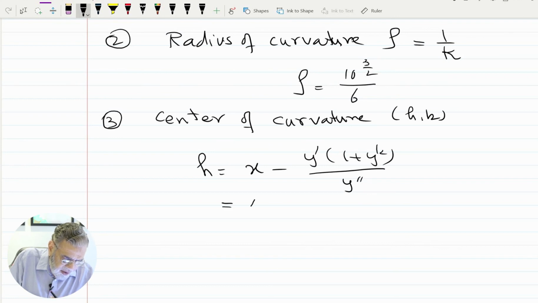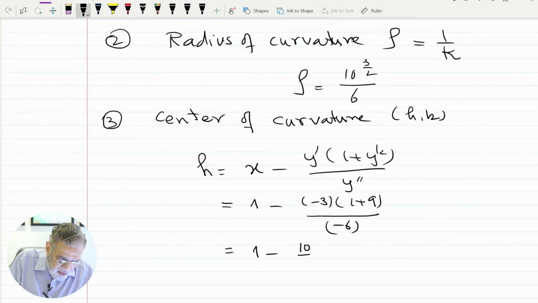So here x is equal to 1, minus y dash which is minus 3, and 1 plus y dash square is 9, over minus 6. So minus is cancelled with minus and we get 1 minus 10 over 2. So we get 1 minus 5, which is equal to minus 4. This is my x value.